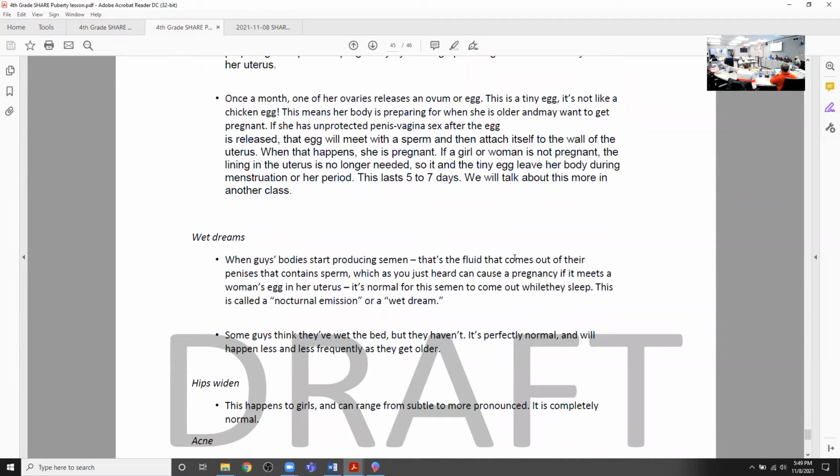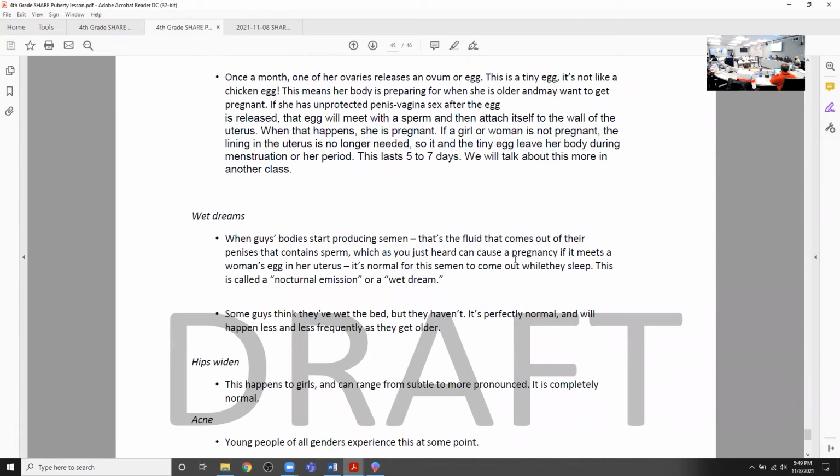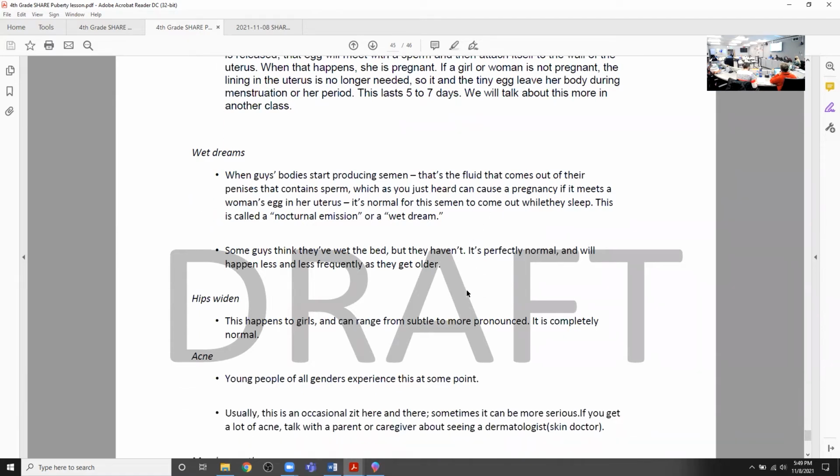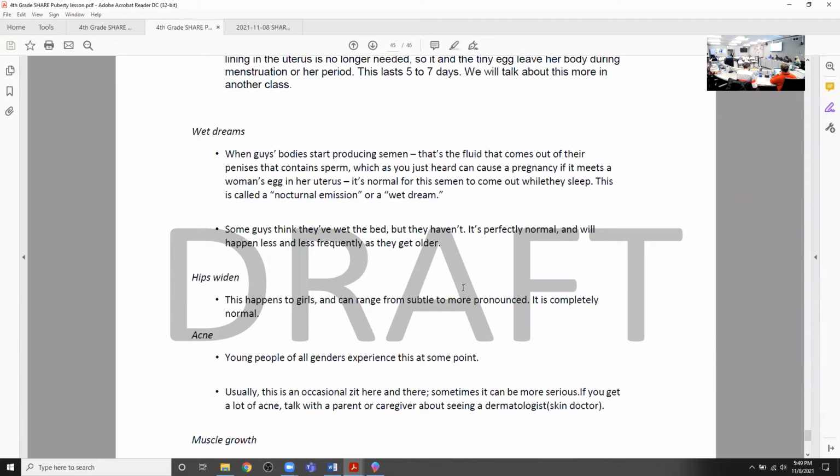Wet dreams: when guys' bodies start producing semen, that's the fluid that comes out of their penises that contains sperm, which, as you just heard, can cause a pregnancy if it meets a woman's egg in her uterus. It's normal for the semen to come out while they sleep. This is called a nocturnal emission or a wet dream. Some guys think they've wet the bed, but they haven't. It's perfectly normal and will happen less and less frequently as they get older.